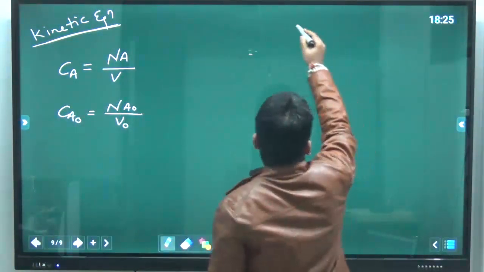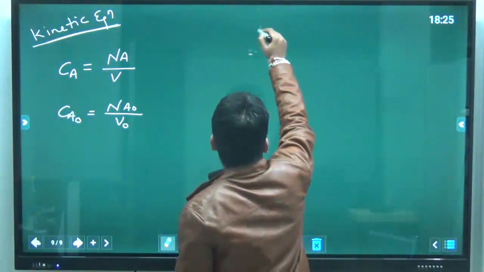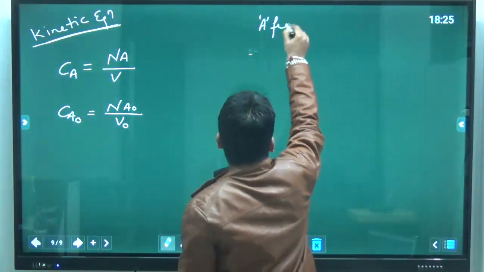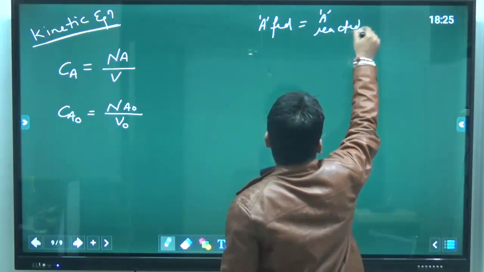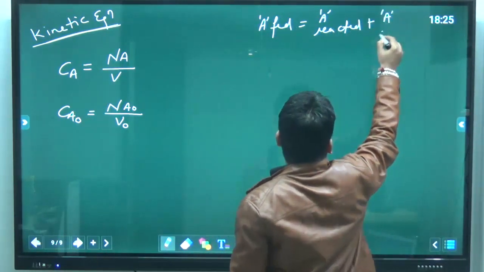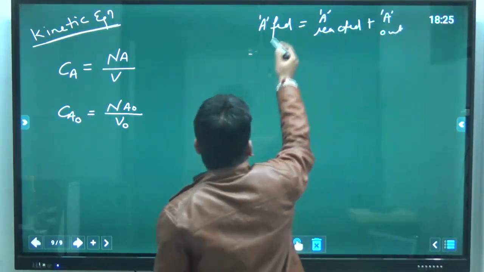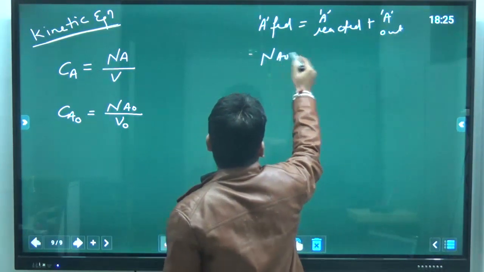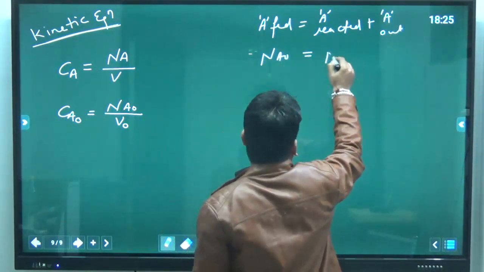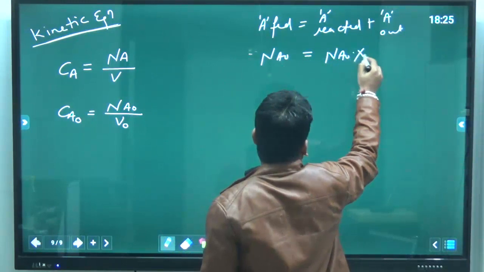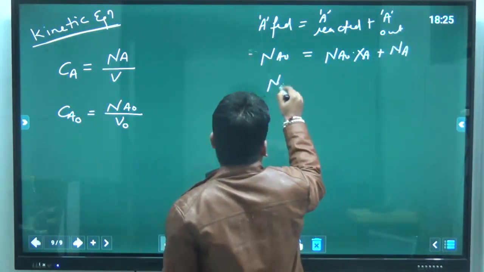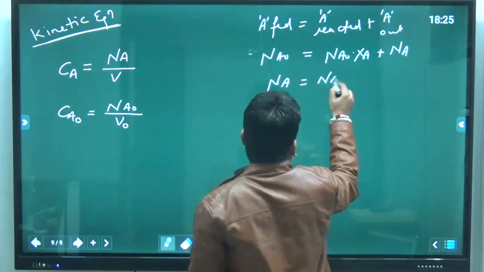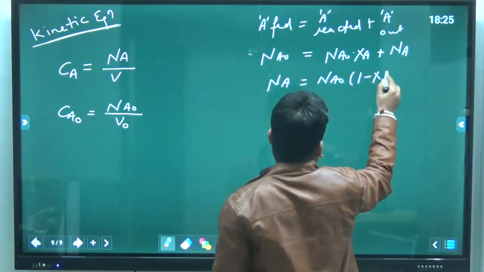We discussed the mole balance, that is moles of A fed is equal to moles of A reacted plus moles of A unreacted or out. So moles of A fed can be represented by Na naught. Moles of A reacted will be Na naught into Xa, if you remember, and moles of A out will be Na. So Na will be equal to Na naught times 1 minus Xa.